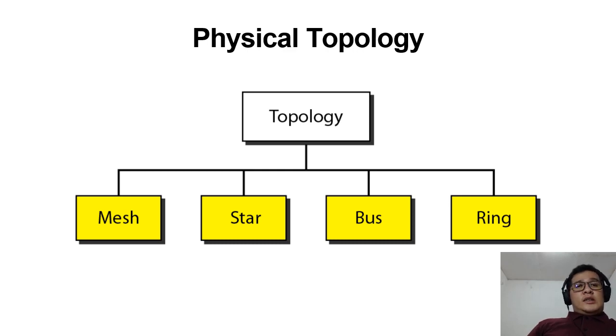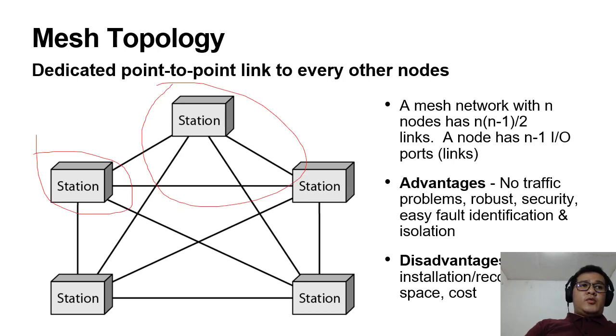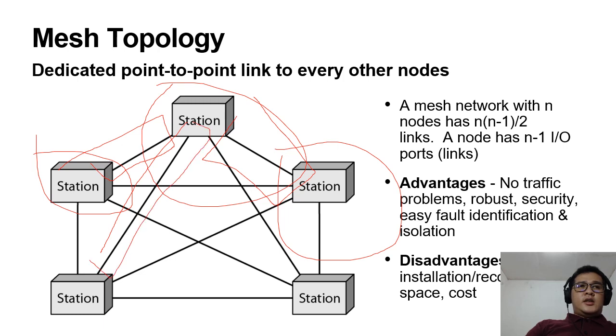Okay, when we talk about networking, we need to know the physical topology. There are four types: the first one is mesh, and the second one is star, and bus, and ring. Mesh topology is a dedicated point-to-point link to every other node. So every single station is connected point to point. If you see this one, station 1 is connected to station 2 with a single link, point to point. Also station 2 and station 3 will be connected to another node. So every single station will be connected with a single link.